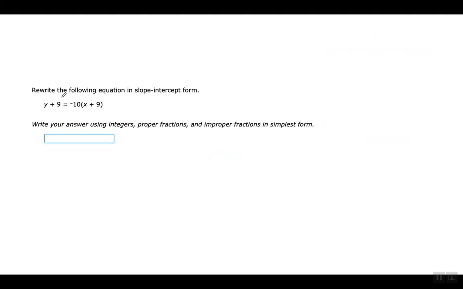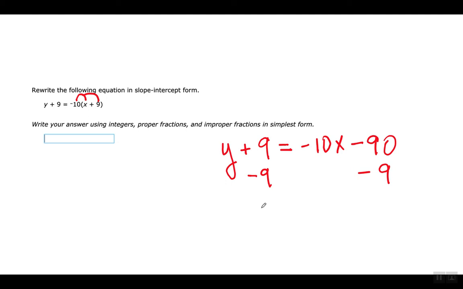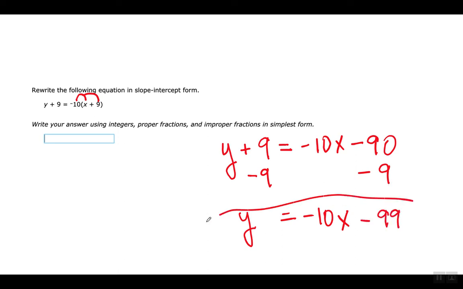All right, we're back to the examples that we did a bunch of here. So y plus 9 equals, okay, the first thing I'm going to do is distribute the negative 10. So y plus 9 equals negative 10x minus 90. Now I'm going to move the plus 9 to the right of the equation by subtracting it. And that's going to give me y equals negative 10x, negative 90 minus 9 is negative 99. And that's my answer.